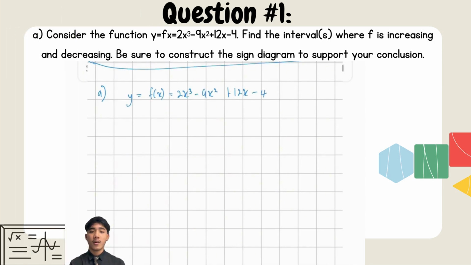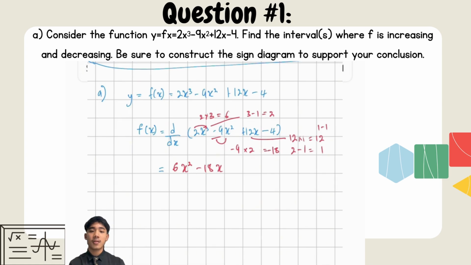Today we will find out where the function goes up, increase, and goes down, decrease. First step, we need to find out the derivative function from the function, to find the slope of the graph. As you can see, we got 6x squared minus 18x plus 12.